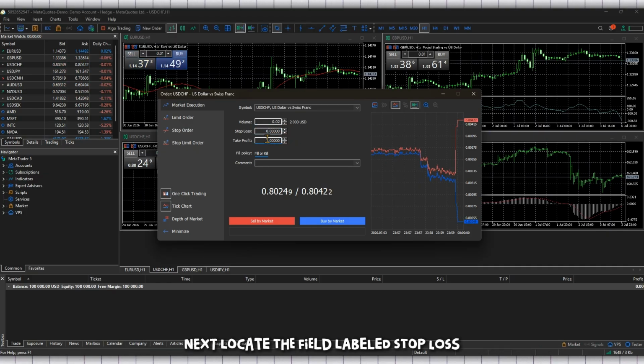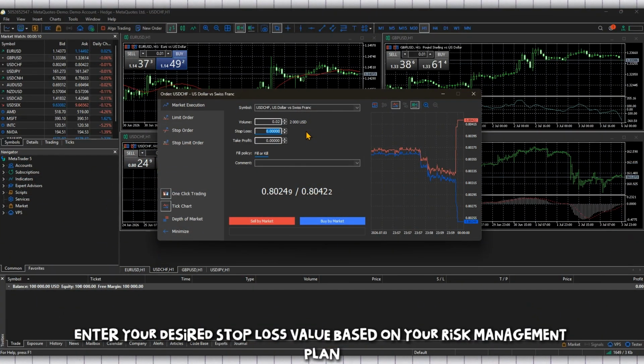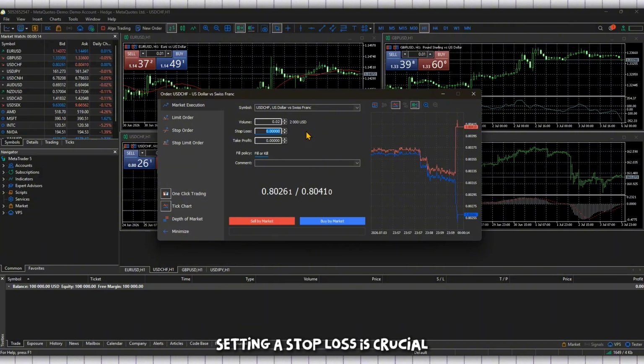Next, locate the field labeled Stop Loss. This is where you'll set the price level at which your trade will automatically close if the market moves against you. Enter your desired stop loss value based on your risk management plan. Setting a stop loss is crucial because it protects your account from significant losses by limiting how much you can lose on a single trade.